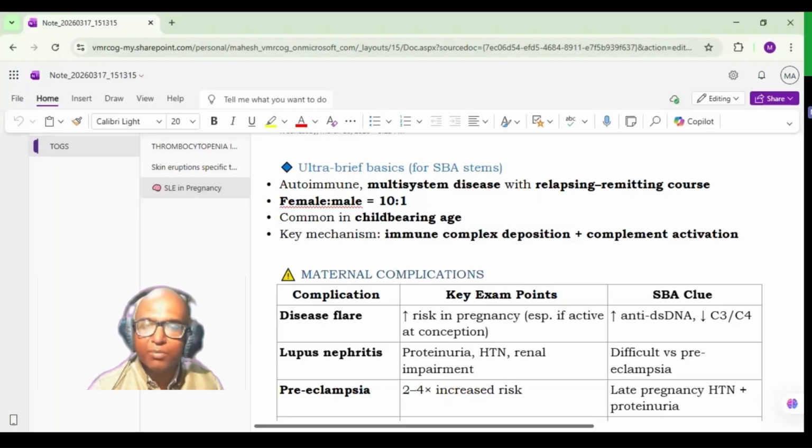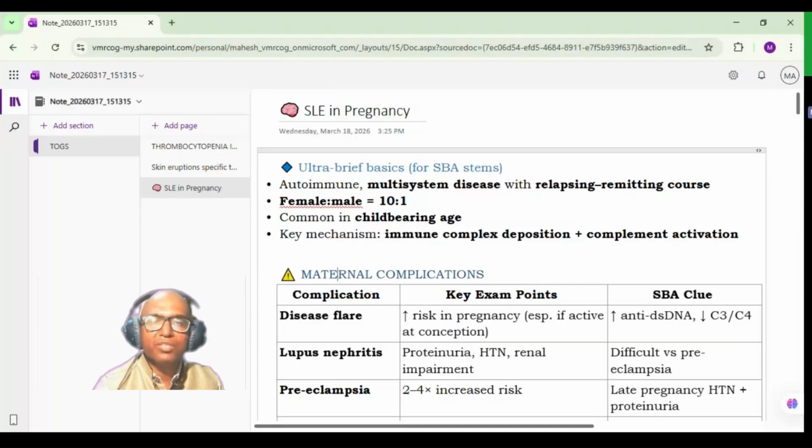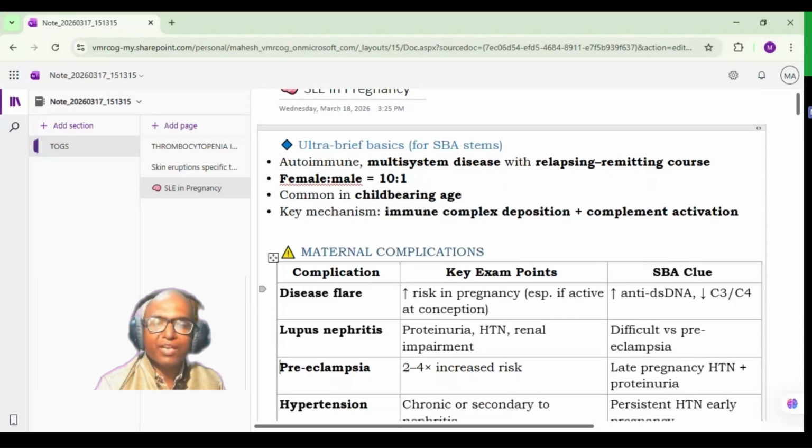The key mechanism is immune complex deposition and complement activation. That is the pathophysiology which is involved. This is a type 3 hypersensitivity, and there is a disease flare.